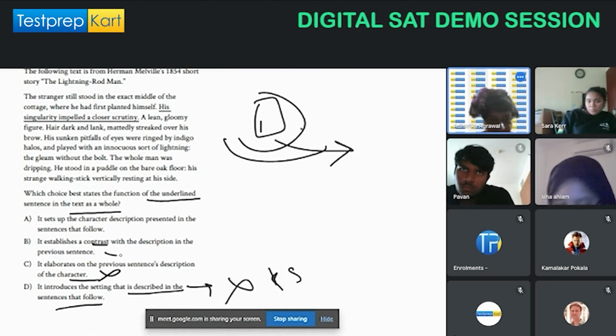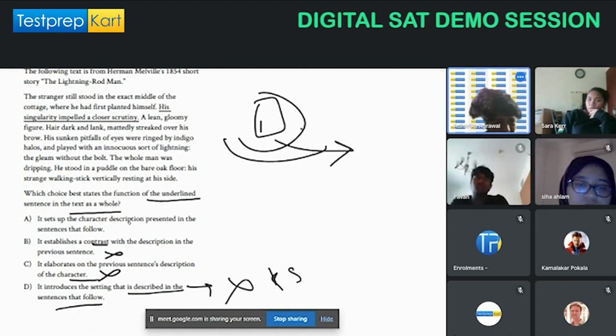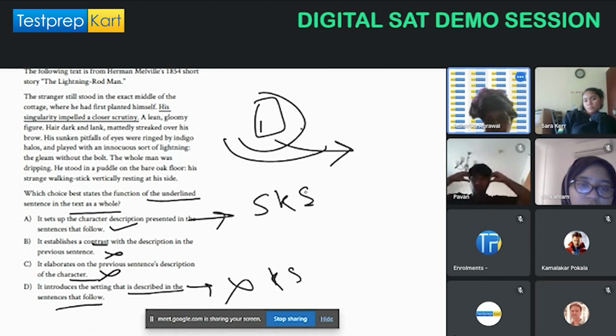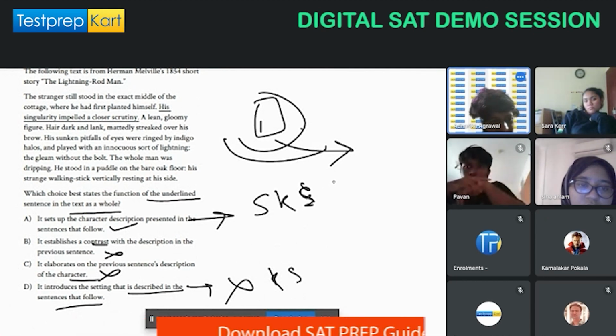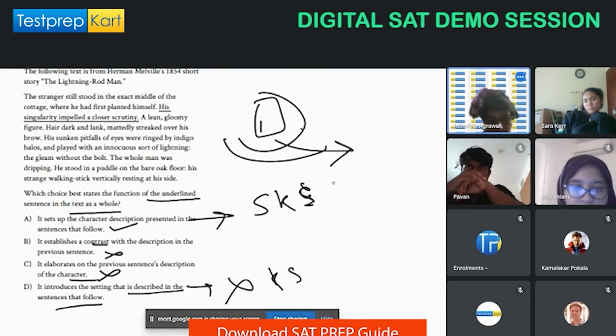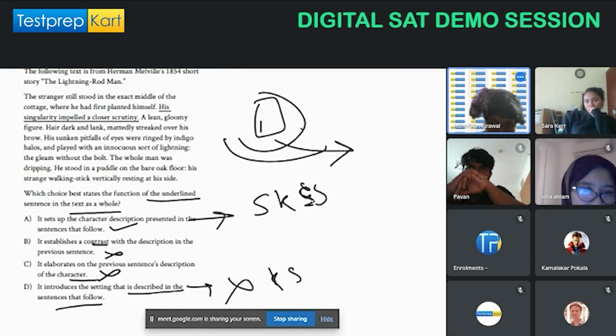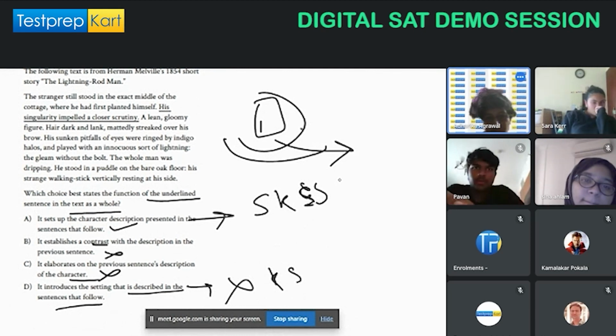Yeah. It sets up the character description presented in the sentences that follow. Do you think it's setting up who he is? Yes, ma'am. Kamlakar, I'm sorry. Okay. What about the other two? Are you there? Yeah, ma'am, I'm good. Which one do you want to follow? A, B, C, D. Okay. Pawan, are you there? Okay.